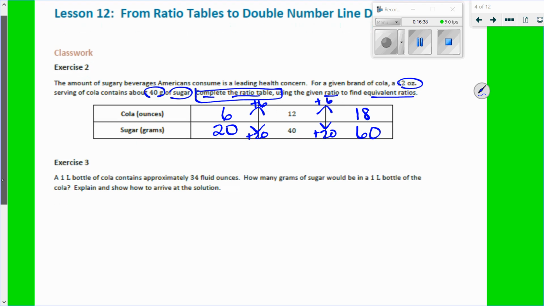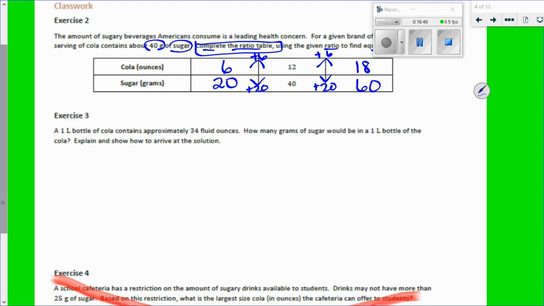Today, what we're going to do is take this ratio table and turn it into a double number line. I'm going to show you how easy this is. We have a 1-liter bottle of cola that contains approximately 34 fluid ounces. How many grams of sugar would be in a 1-liter bottle of the cola? Explain and show how to arrive at the answer. So here's our question: how many grams of sugar would be in a 1-liter bottle?